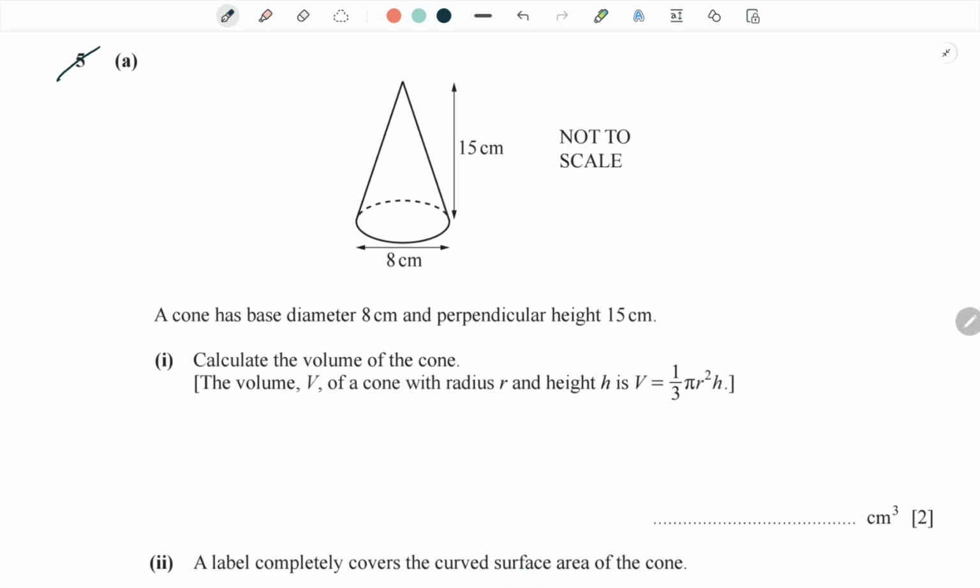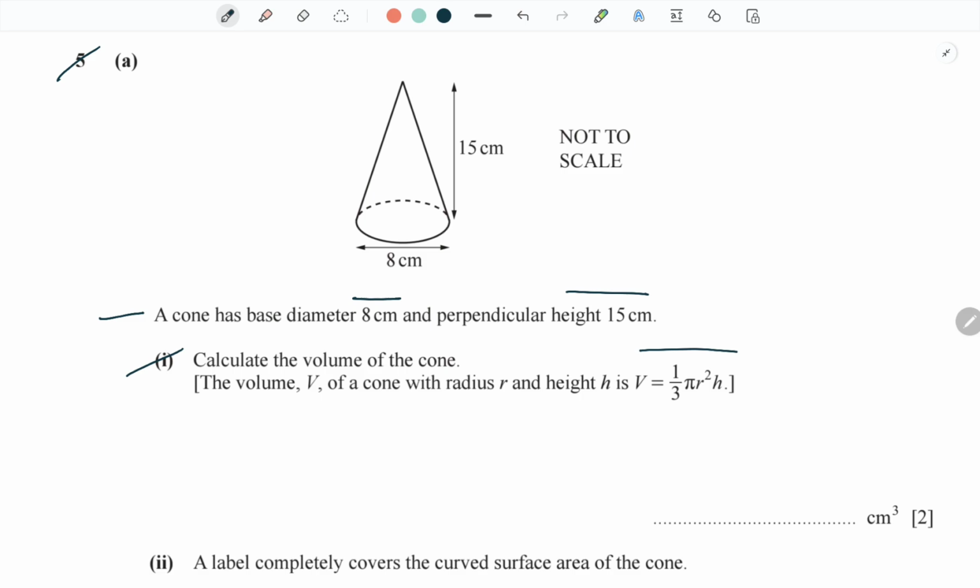We have question number 5. In question number 5 we have one cone with a diameter of 8 centimeters and a perpendicular height of 15. We have the height and the diameter, so we want to calculate the volume of the cone, and this is the given formula.